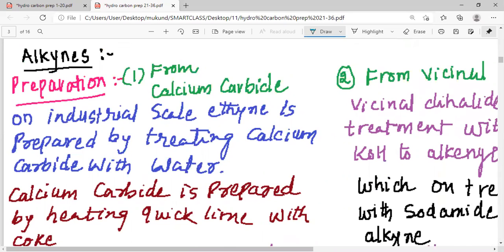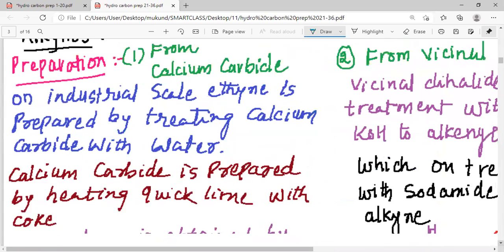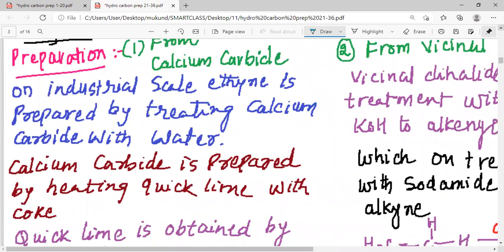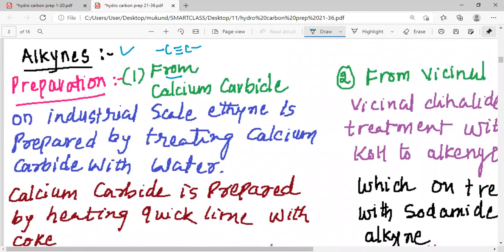Now, my dear students, we want to study the alkynes. Alkynes are hydrocarbons in which at least one carbon-carbon triple bond is present. Now, let us see how we can prepare the alkynes or ethyne. So, preparation. The first preparation is from calcium carbide.